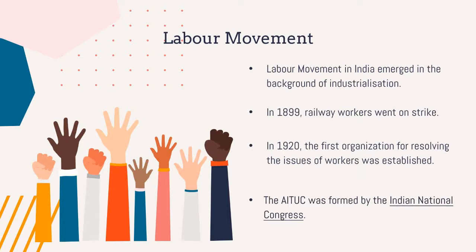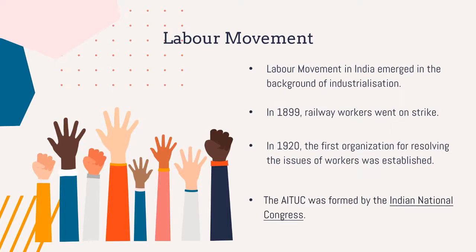Labor movement in India emerged in the background of industrialization. Textile industry, railway companies were established in India in the later half of the 19th century. In 1899, railway workers went on a strike for their demands. However, the first organization for resolving the issues of workers was established in the year 1920. This organization is known as the All India Trade Union Congress.